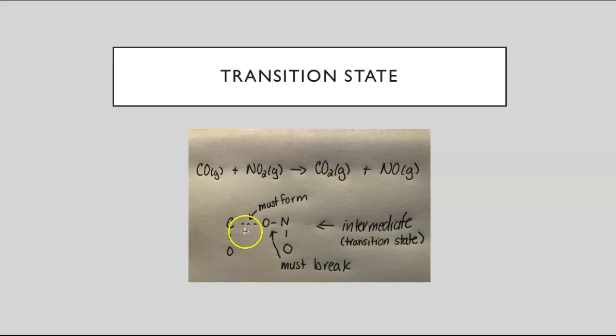So when the intermediate forms, there's going to be a part of a bond here and part of a bond here. So this bond is breaking and this bond is forming. So I just wanted to give you an idea of what we mean when we say transition state. All right, so let's get to the next slide.